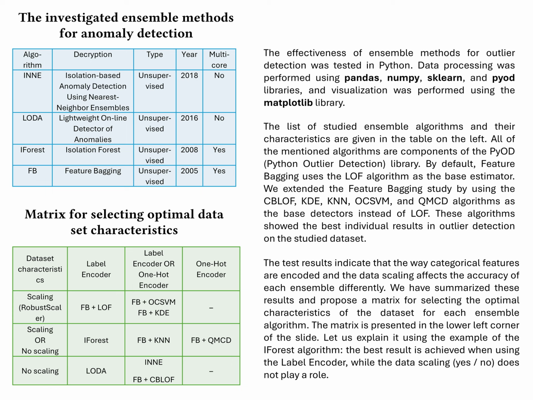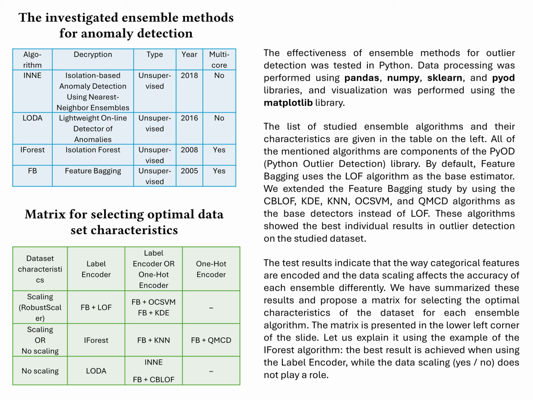All of the mentioned algorithms are components of the Python outlier detection library. By default, feature bagging uses the LOF algorithm as a base estimator. We extended the feature bagging study by using the CBLOF, KDE, KNN, OCSVM, and QMCD algorithms as base detectors instead of LOF. These algorithms showed the best individual results in outlier detection on the studied dataset.